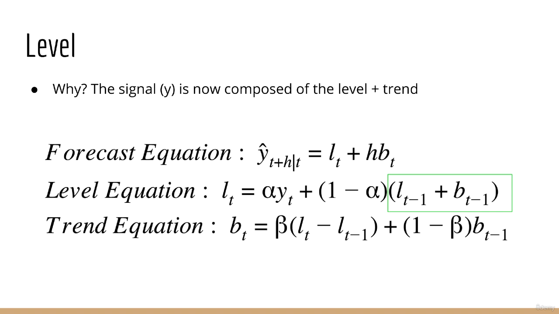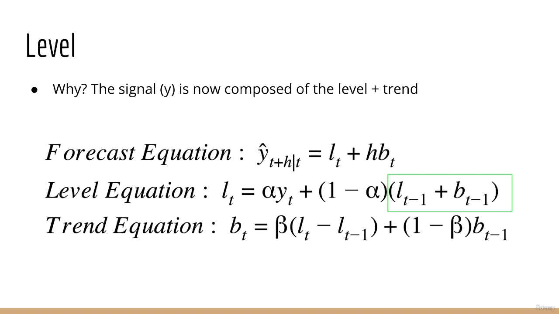Let's now study the level equation. Again, this is very similar to the level equation from before. The only difference is on the far right, which represents this moving average value. Remember that the prediction is now made up of 2 components, the level and the trend, which are represented by L and B. As you recall, in order to make a forecast, we find L plus h times B.